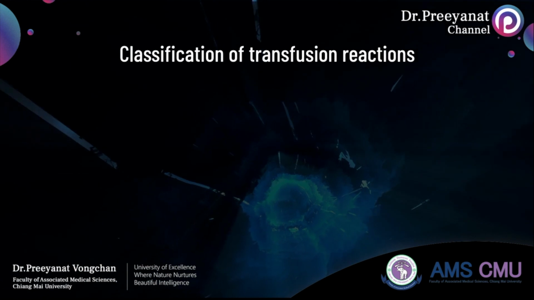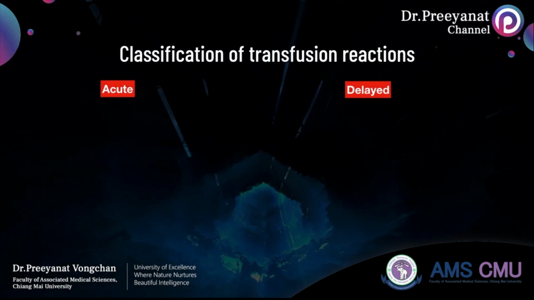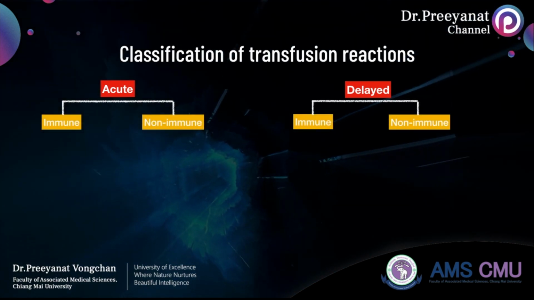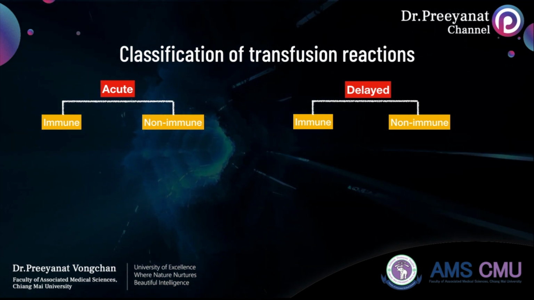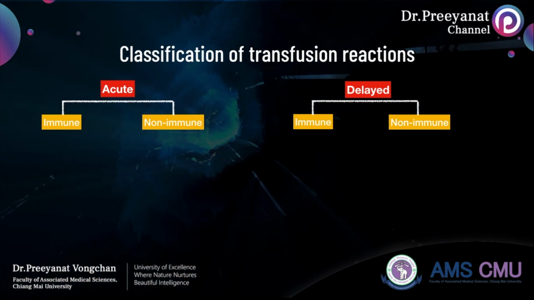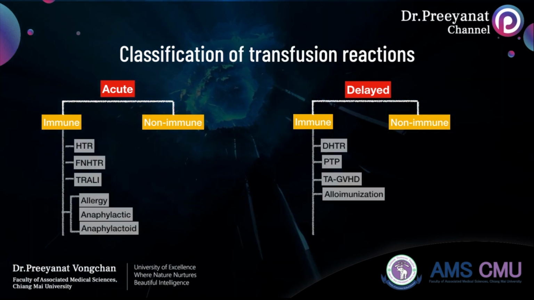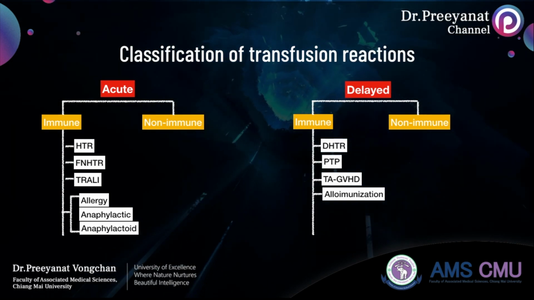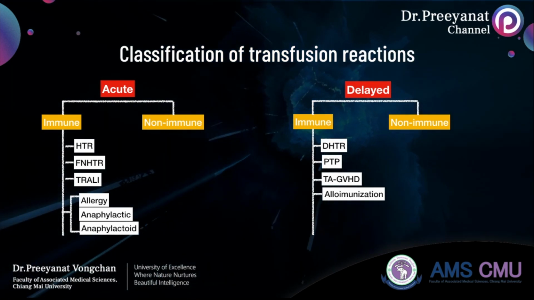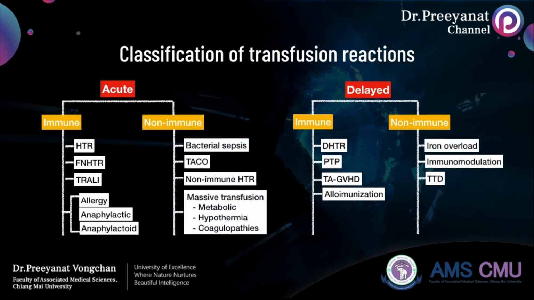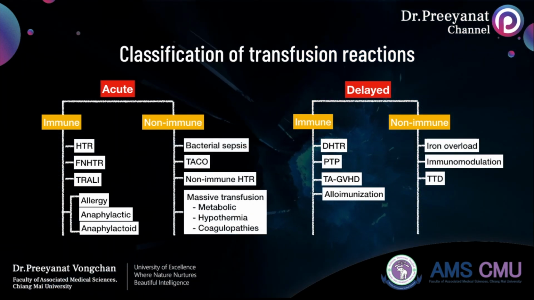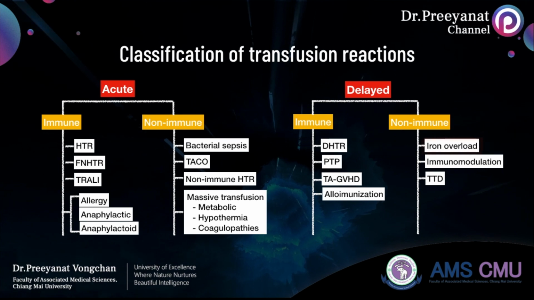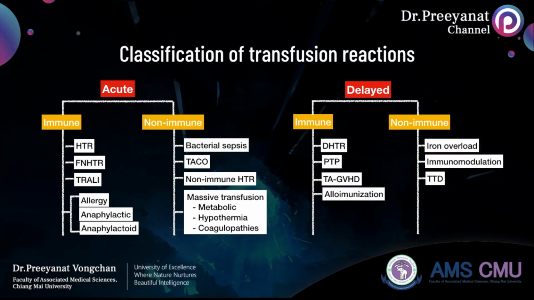Transfusion reactions can be classified into two main groups, acute and delayed, depending on the onset of the reaction. Both groups are also divided into immune and non-immune mediated based on causes. Immune-mediated reactions means that patients have existing antibodies specific to red blood cells, white blood cells, platelets, or plasma, while the non-immune-mediated reactions are caused by other factors. Iron overload is classified as a non-immune-mediated delayed transfusion reaction.